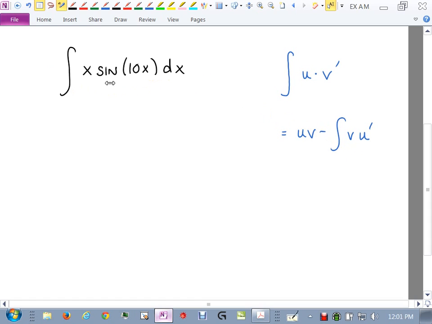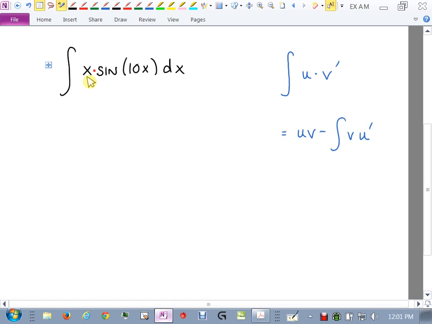So, do y'all see two things being multiplied here? Yes? An x times a sine 10x? So I could choose either one to be u, couldn't I? And then the other one by default would have to be v prime? But does it matter? Do you think it matters which one you choose? Absolutely matters. And think about what we're trying to do. Look at this new integral over here. Can anyone tell me what I should choose for u and why?